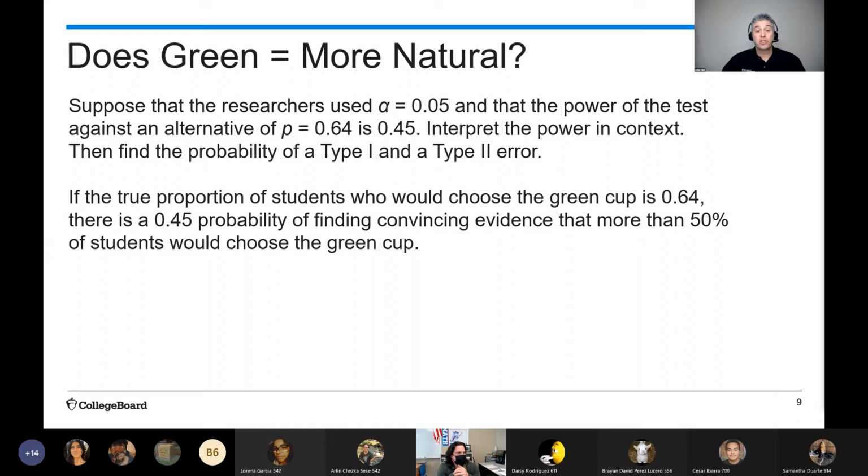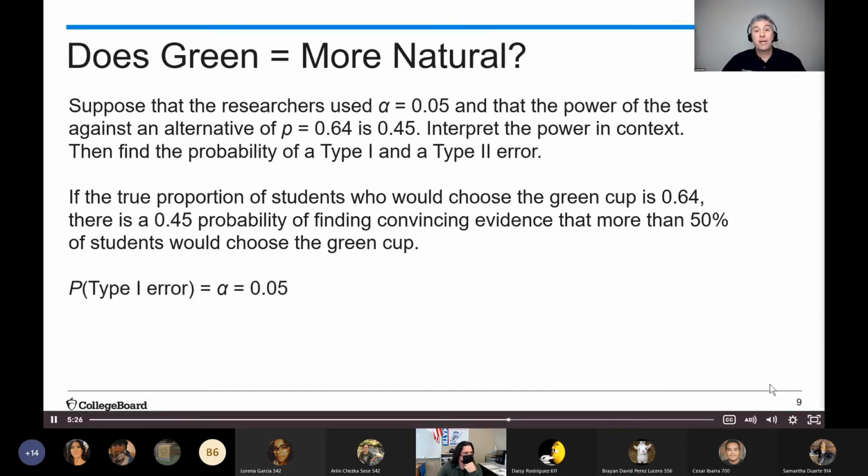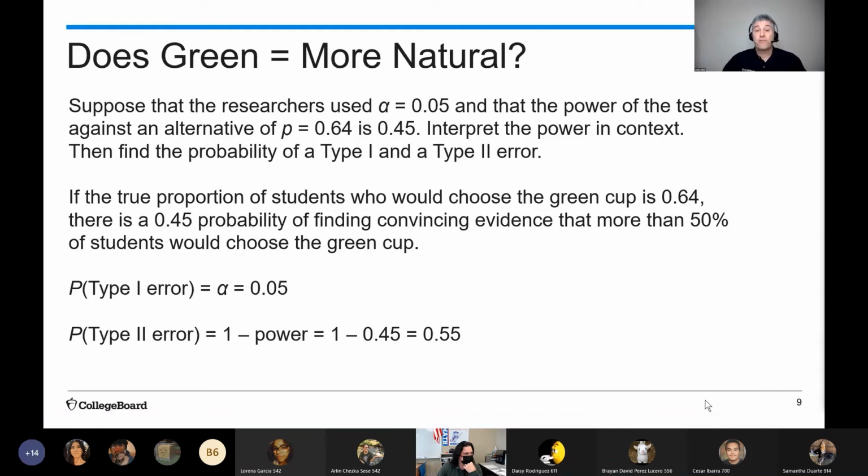If the true proportion of students who would choose the green cup is 0.64, then there's a 0.45 probability that we find convincing evidence that more than 50% of students would choose the green cup. In other words, there's a 45% chance that we'd find convincing evidence for the alternative hypothesis. Now, as far as the probabilities, the probability of a type 1 error is equal to the significance level. That's easy, 0.05. And the probability of a type 2 error is 1 minus the power. So remember, power is 0.45, and so the probability of a type 2 error is 1 minus 0.45, or 0.55.